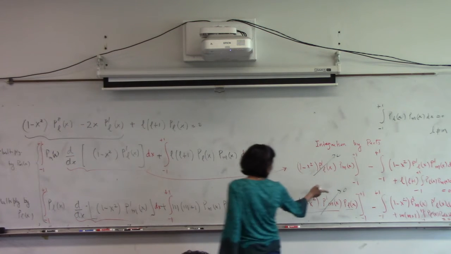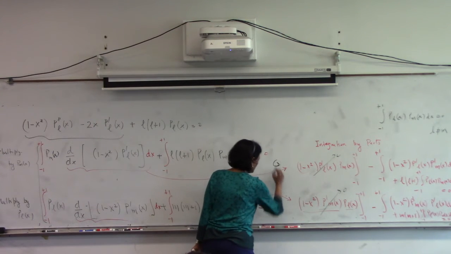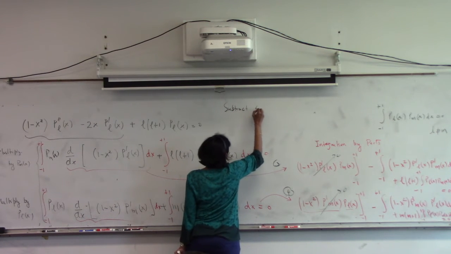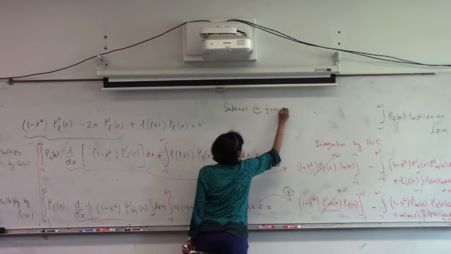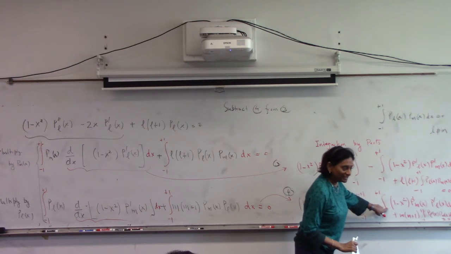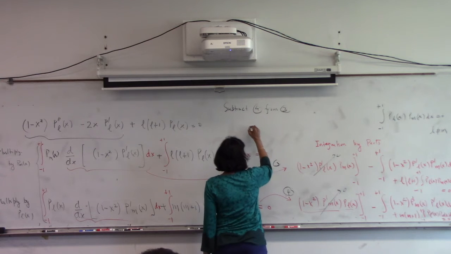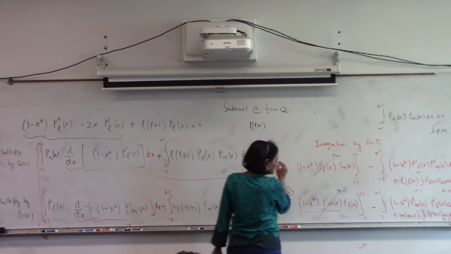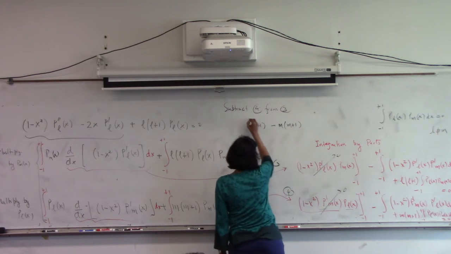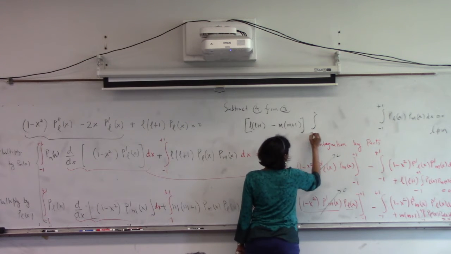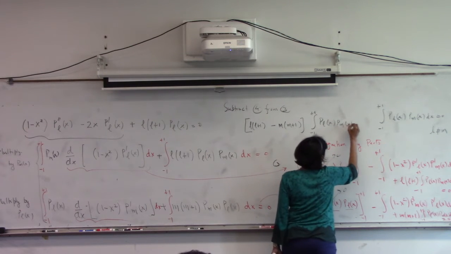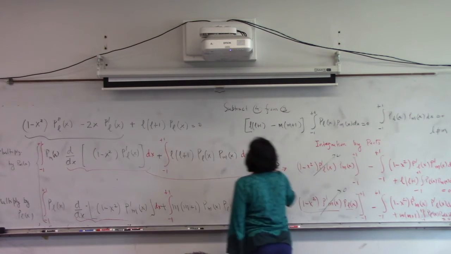So now what you do is subtract whatever we got, let's call it, subtract 4 from 3. So that will eliminate the other integral, okay? And then what we end up with is l times (l plus 1) minus m times (m plus 1), this quantity, times the integral from minus 1 to plus 1 of P_l(x) P_m(x) dx equal to 0.